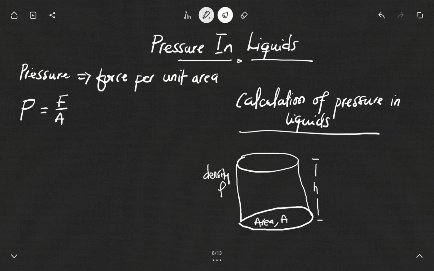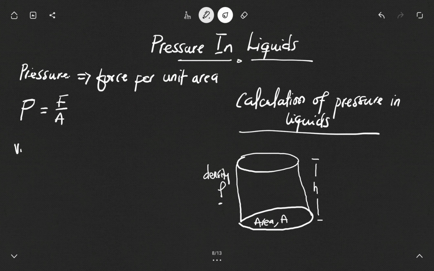So we are to consider a liquid of density rho, contained in a vessel with a cross-sectional area A. The area is in meters squared, and the depth H is in meters. All right, so let's look at some parameters.